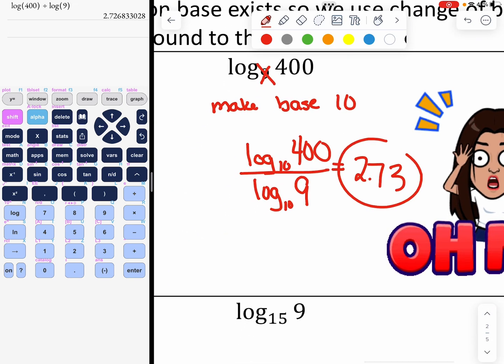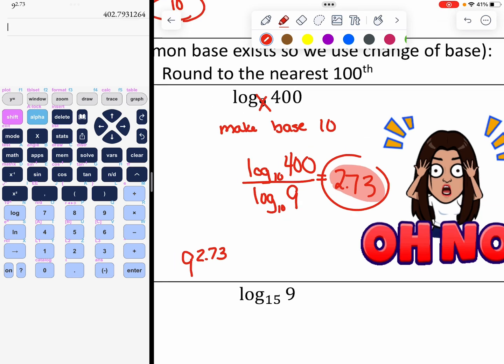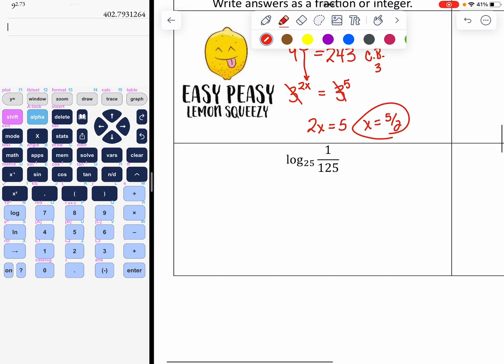Just to prove what we did, if you do 9 to the 2.73 power, you get pretty close to 400, so I know I did it right. Remember, we had to round. So 2.73 is our answer, and we can do that with any calculator, even a normal cell phone calculator.